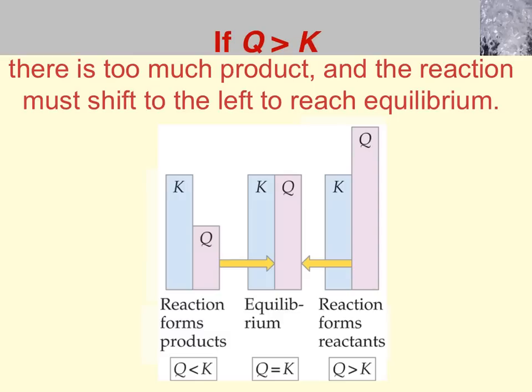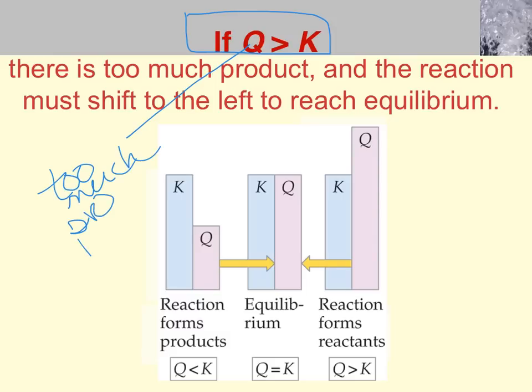So let's first look at if Q is greater than K. Remember, what does that mean? If Q is larger than it needs to be, that means you have too much product. Remember, product is in the numerator of the expression. So if the value is too big, you have too much in the numerator, which is too much product.